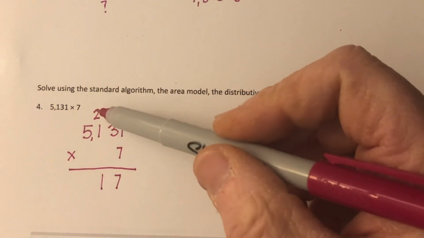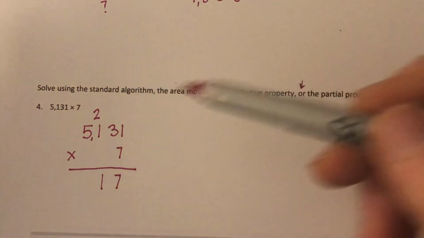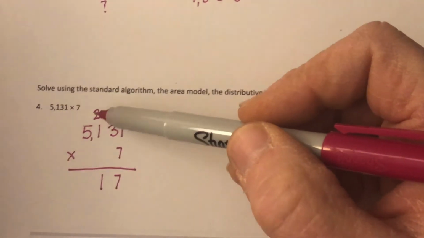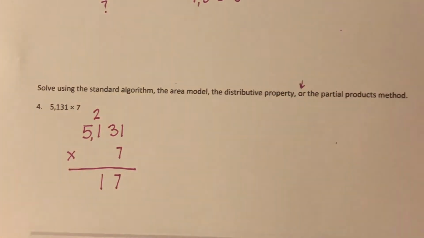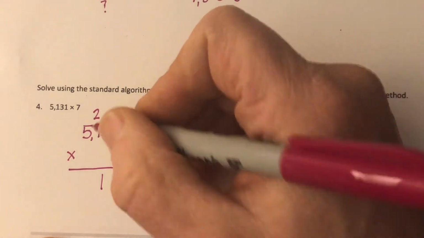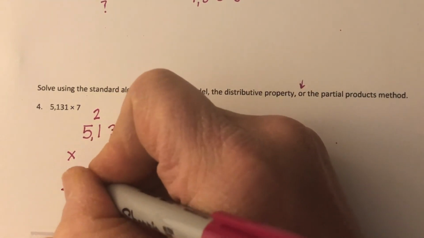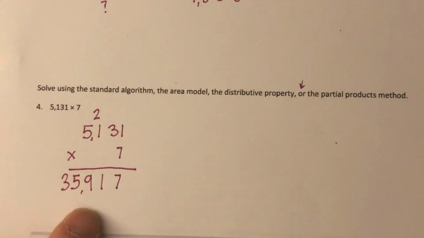Okay, sometimes we get confused about which number to put down and which one to carry. So when I read 21 from left to right, the 2 comes first, so that goes up. All right, the 1 stays down. The number all the way to the right stays down. 7 times 1 is 7, plus 2 is 9. 7 times 5 is 35. So I end up with 35,917 here, okay? And that's my answer.